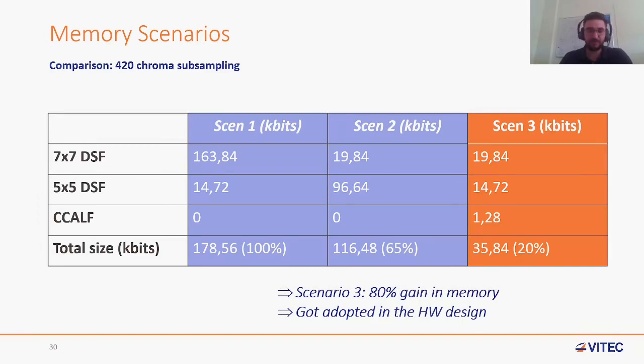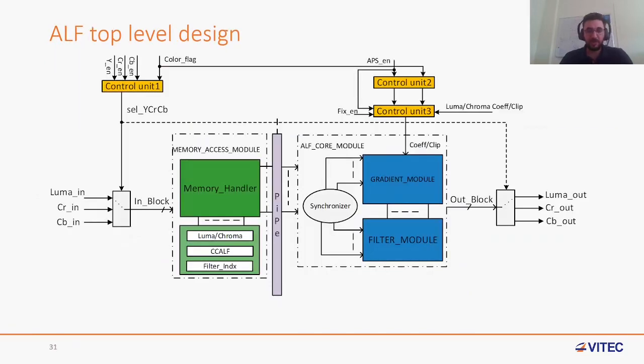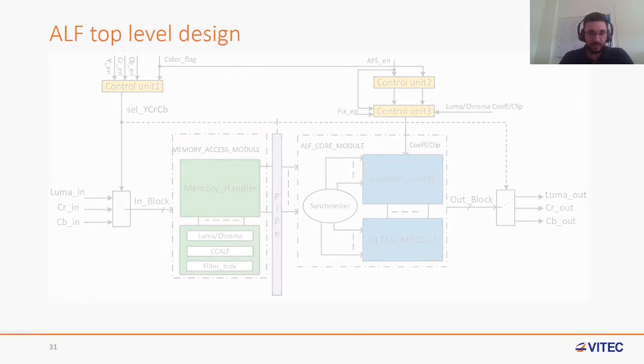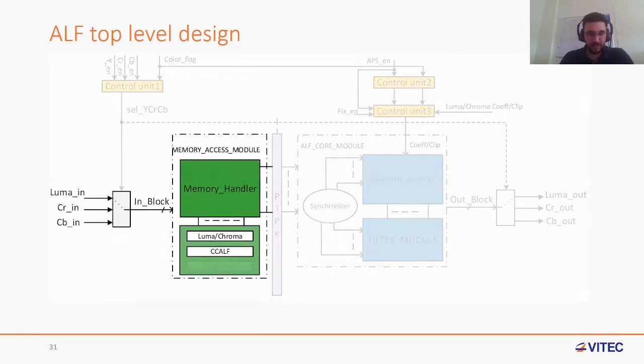This is the solution that got adopted for our hardware implementation. The hardware implementation is composed of 2 pipeline stages. A first stage deals with the memory access, the random access memory and the memory handler. A second stage handles the gradient computation and the filtering operation. As we can see in the first pipeline stage, the memory access receives an input block, and depending on the position of the block within the CTB, the memory handler will decide whether to store this block into the RAM or to deliver it to the second pipeline stage.